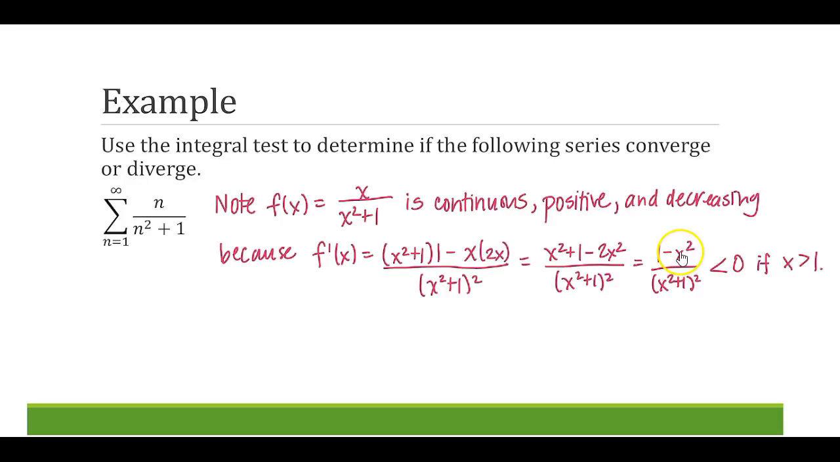But if I start substituting in numbers greater than 1, 2, 3, 4, etc., then I have 1 minus some number bigger than 1, so this is going to be negative on top. And the bottom is always positive. So we do have the conditions to apply the integral test, so let's apply it.